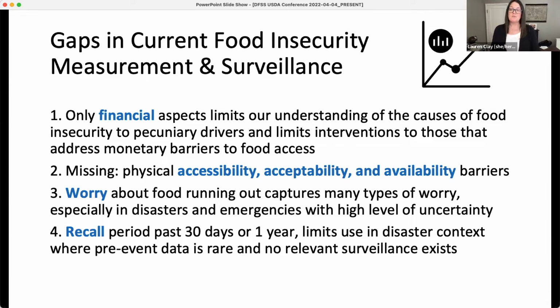And then finally, the recall periods that have been validated, 30 days or 1 year, are not always useful in a disaster context where we have pre-event data that is non-existent usually, because disasters are unpredictable, and we don't have really great surveillance related to disasters and food systems. So our disaster food security scale aims to address some of these things, and I'm going to hand it over to Nadia, who will take us through our progress so far. We're presenting preliminary findings. We're still working hard.